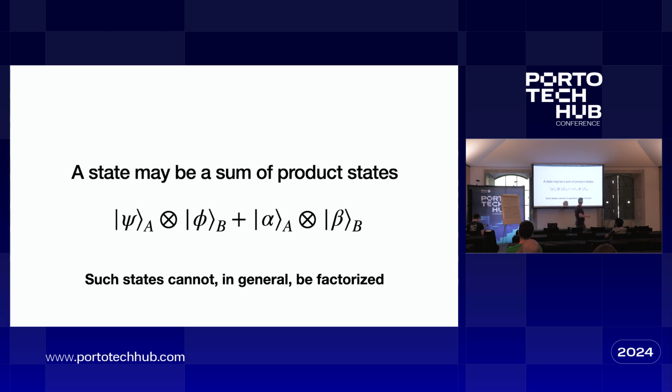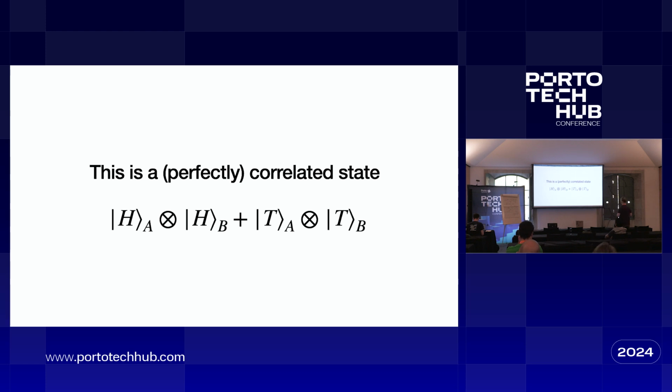So if we take this state, here we're saying, well, let's go through it. If Alice gets heads, so does Bob. Or if Alice gets tails, so does Bob. But there's no outcome in which Alice gets heads and Bob gets tails.